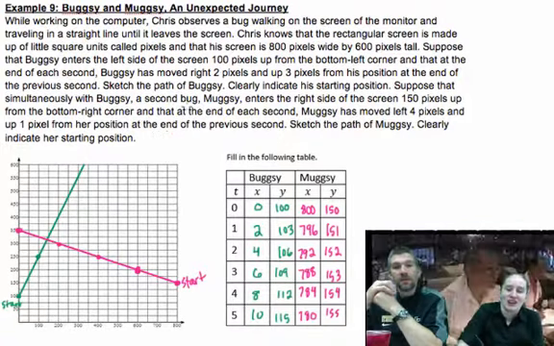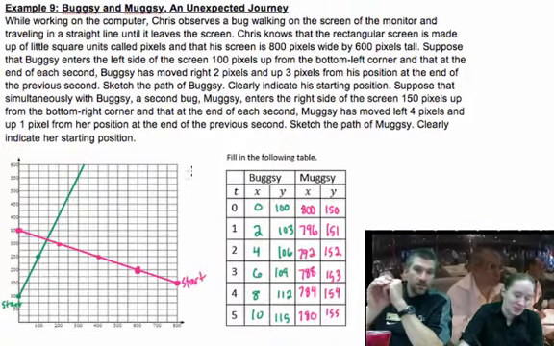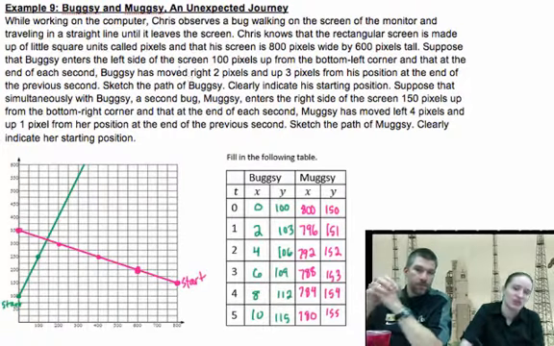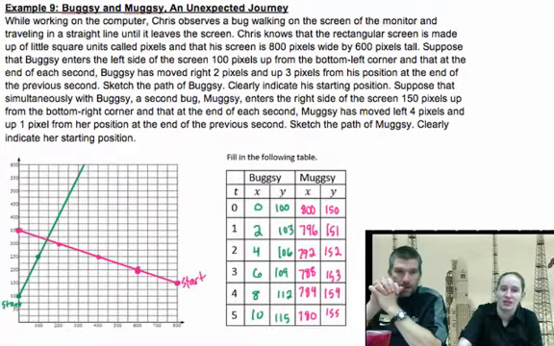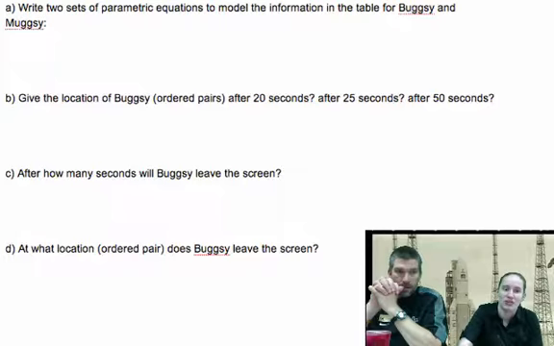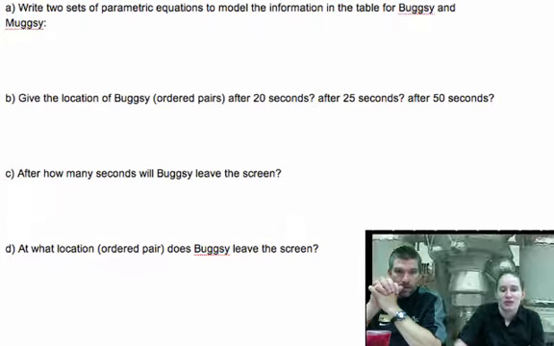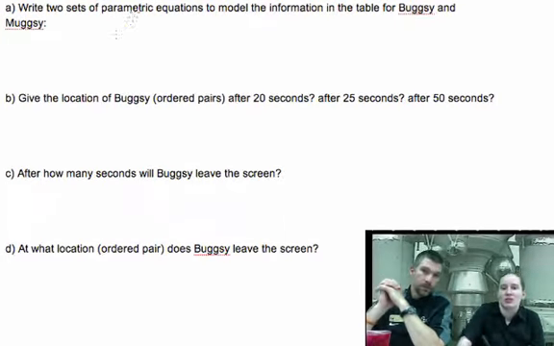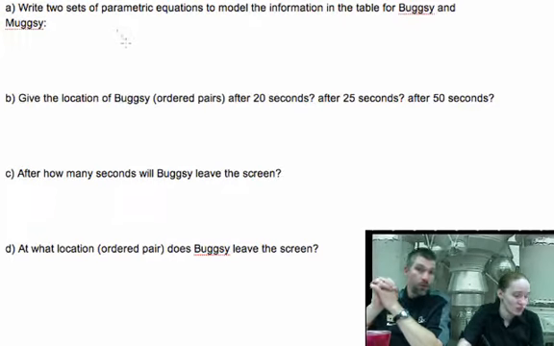Yeah. So, all right, we're going to use this, and I'm sorry for the unfortunate page flip that you've got going on, but we're going to use this to fill in A through I on the next page of your notes. So here we go. First off, write 2 sets of parametric equations to model the information in the table for Bugsy and Mugsy. Sounds easy enough. 1 for each color.